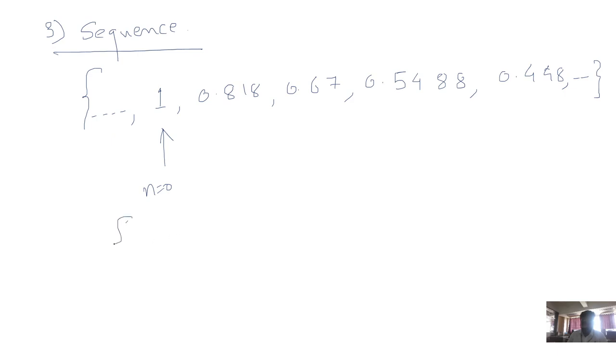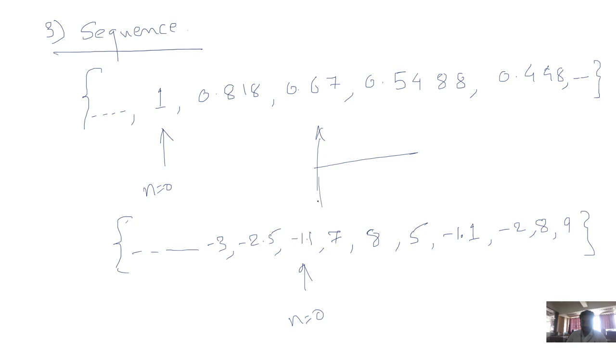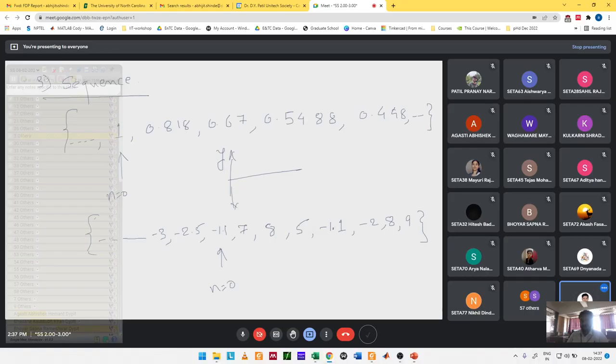In general, how I represent it: suppose this is minus 3, minus 2.5, minus 1.1, then 7, 8, 5, minus 1.1, minus 2, 8, 9, and anywhere here can be n is equal to 0. Understand this, these are the values on the y-axis, so it can be minus or plus over here. I hope I am clear, I hope I haven't confused you. Is it clear, Tejas?